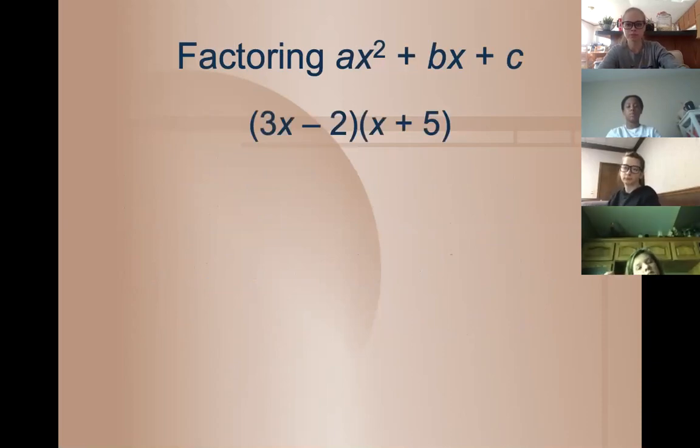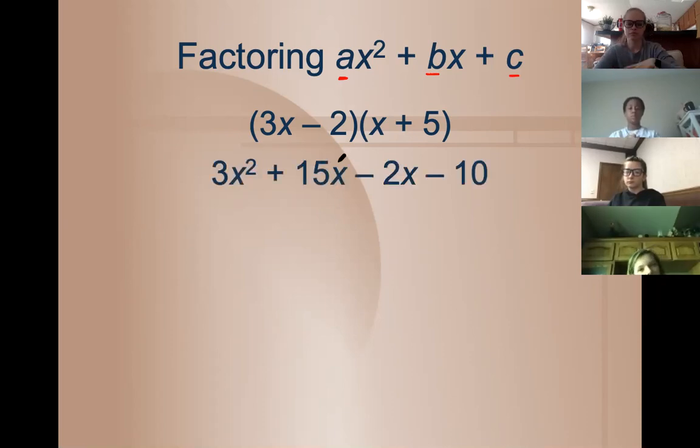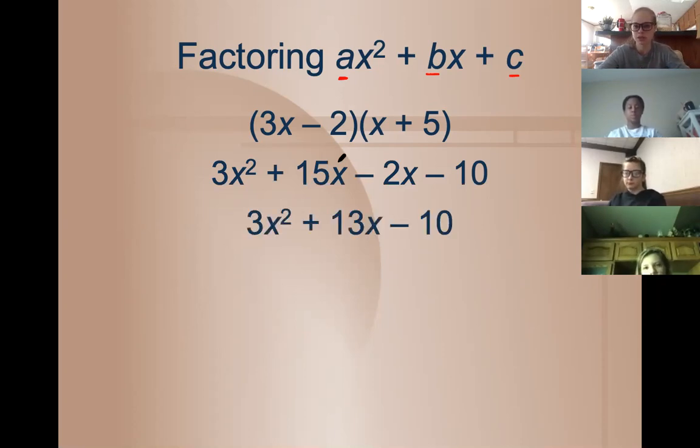Get this back over here. So how do we factor something that looks like ax squared plus bx plus c, where a is a coefficient, b is a coefficient, and then c is your constant number? So 3x minus 2 times x plus 5. How do we factor that? Well, again, let's use the FOIL method. Distribute that. 3x times x, 3x squared plus 15x minus 2x minus 10. I can simplify that down to 3x squared plus 13x minus 10.